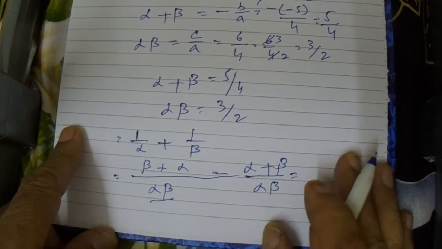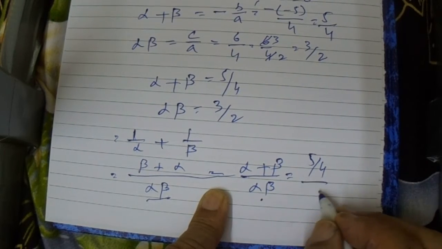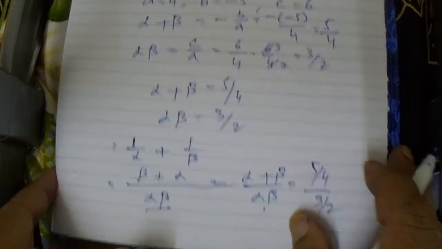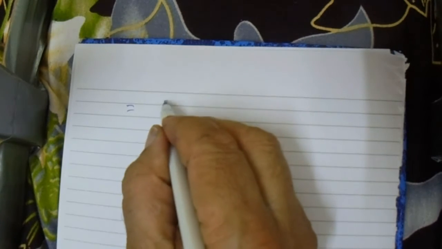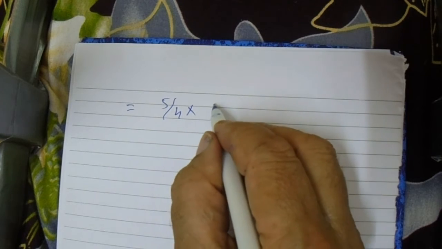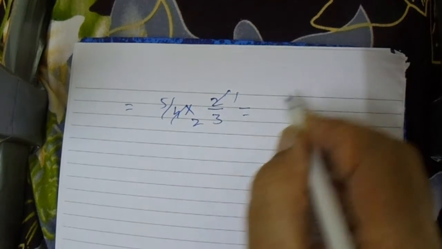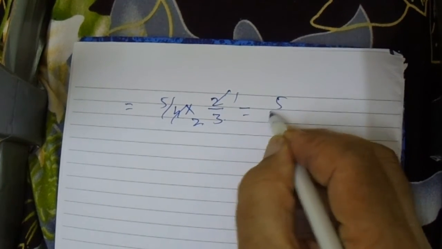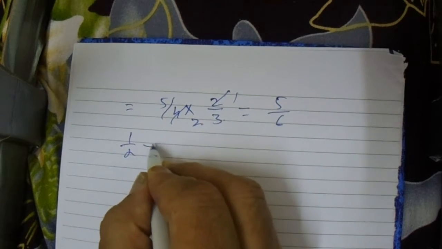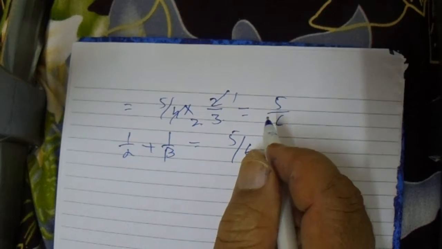We write the values. Alpha plus beta is 5 by 4 and alpha into beta is 3 by 2. Now we go on to the next page. This is equal to 5 over 4 multiplied by, the denominator will be reciprocal, 2 over 3. 2 ones are 2, 2 fours are 8, and 2 threes are 6. So 5 over 6. Now 1 over alpha plus 1 over beta is equal to 5 over 6.